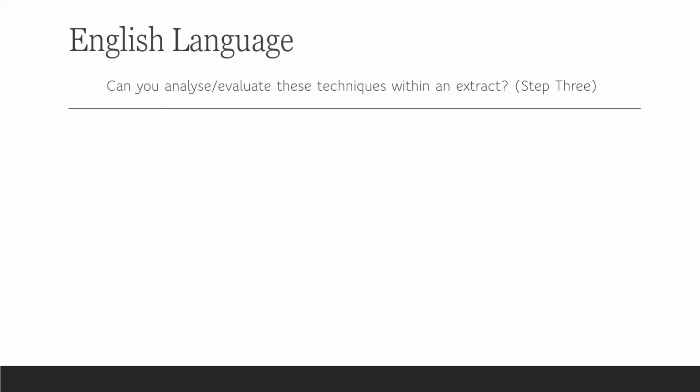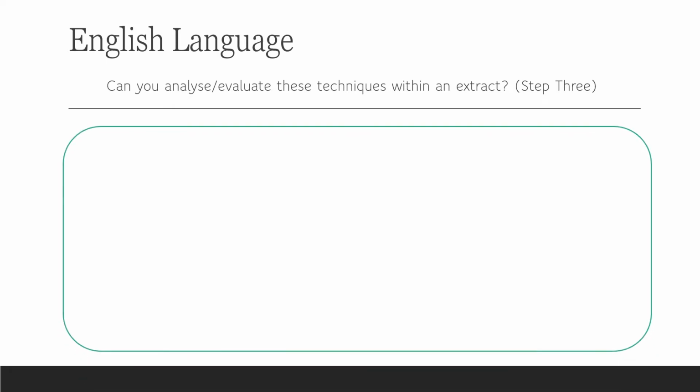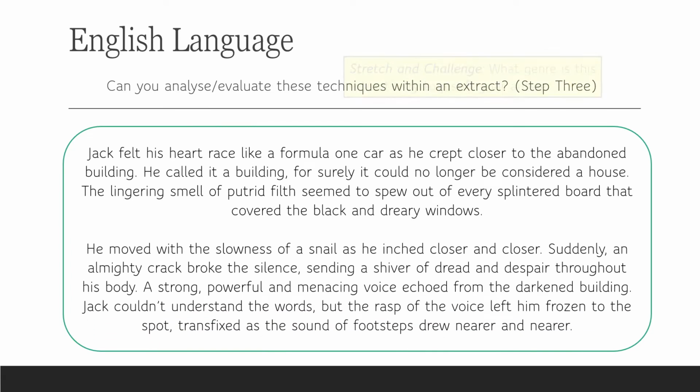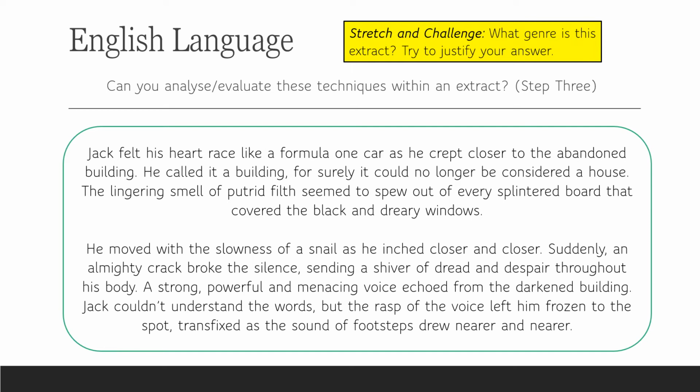Now that we've looked through some of the key techniques, we're going to see if we can evaluate them within an actual extract. So we're moving on now to step 3. You should be able to see an extract coming onto the screen right now. So as we read through it, we're going to think about what kind of atmosphere is being created, what kind of language technique is being used as well. So if you can identify any as we go through, then that'll be absolutely fantastic.